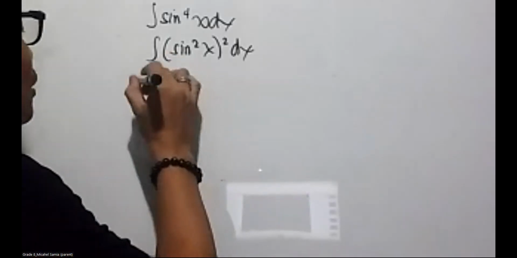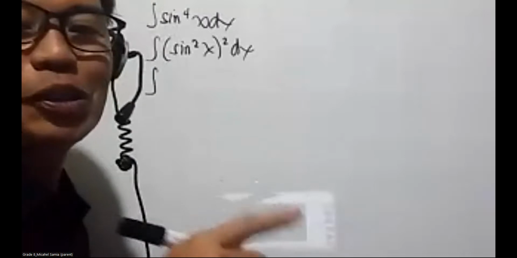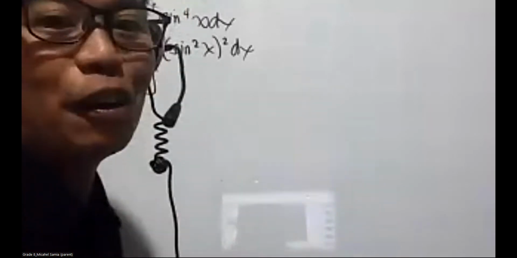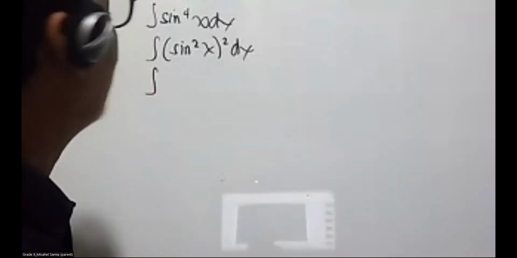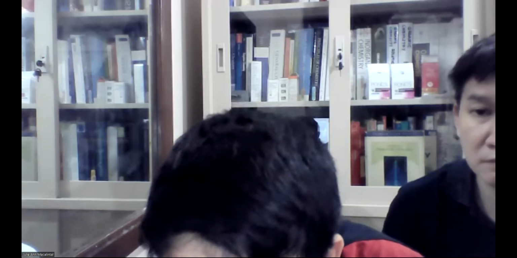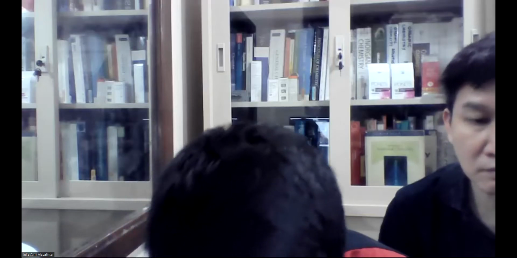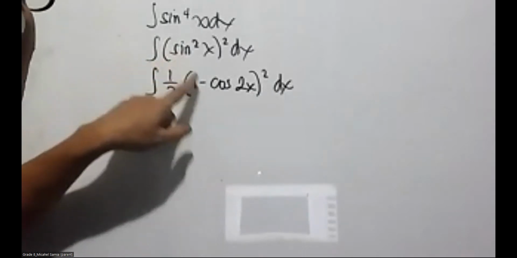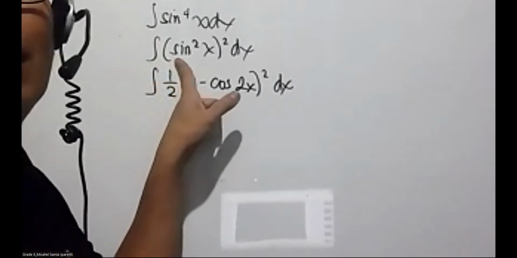So the formula is given before. So it is 1/2 multiplied by quantity 1 minus cosine 2x. Now, if it is sine, the sign of the cosine is negative. If it's cosine, the sign of cosine in the parenthesis is positive. Okay, so this will become 1/2 multiplied by 1 minus cosine 2x squared dx. So it's proper to remember that when it is sine, the sign of cosine is negative. If it's cosine squared, it is positive. Okay, so let's continue.